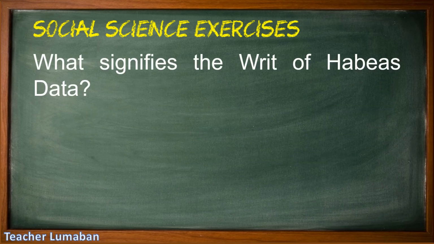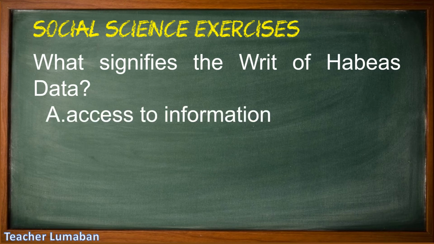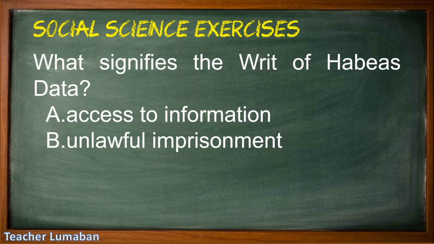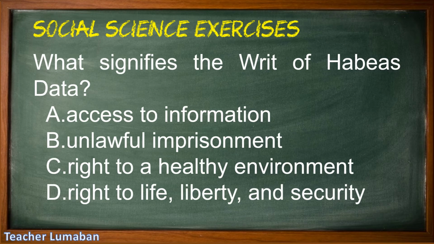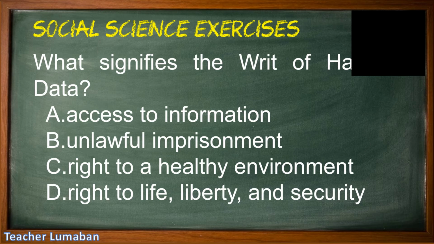What signifies the writ of habeas data? Letter A, access to information. Letter B, unlawful imprisonment. Letter C, right to a healthy environment. Letter D, right to life, liberty, and security. Please choose the suitable answer to the following choices in 5 seconds.